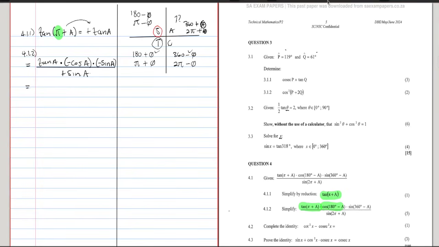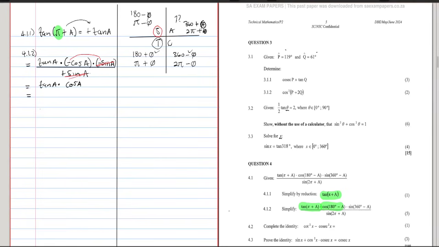Okay, so I can just cancel these two out, and let's work it out like this. A negative times a negative, that's a positive. And then the sine cancels out the sine. We are now left with just the cos and tan. So that's going to be tan a multiplied by cos a. That is what is left.